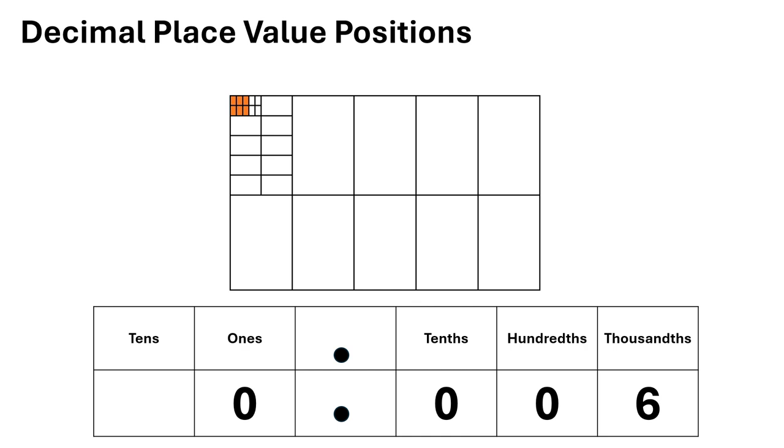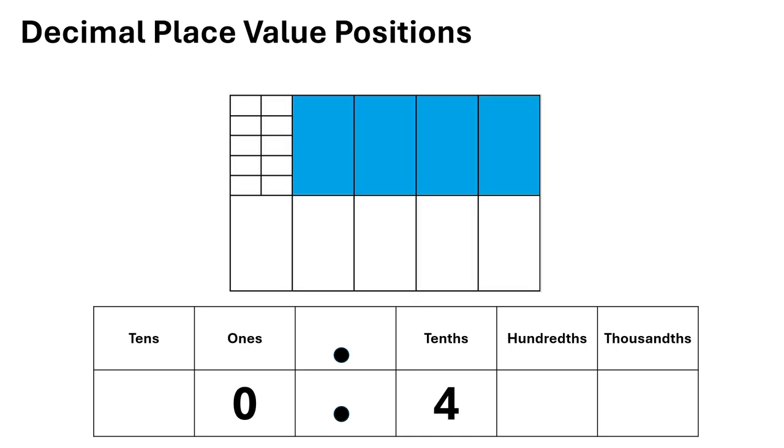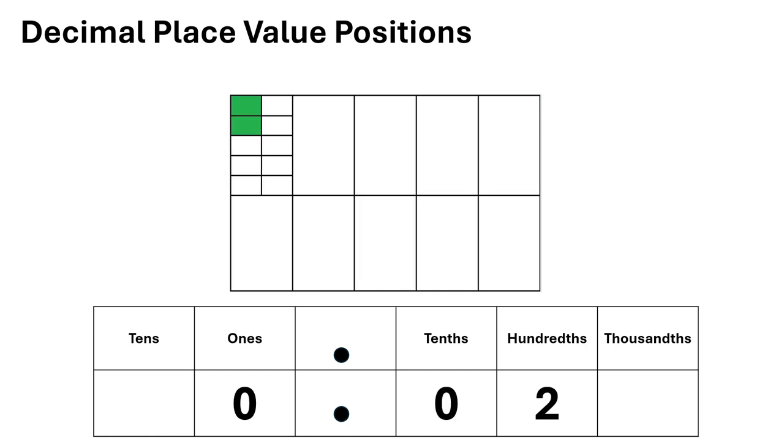Here is 6/1000ths. So if we have a look and compare the place value positions, we can see that tenths are 10 equal sized parts, hundredths are 100 equal sized parts, and then thousandths are 1,000 equal sized parts. So as we keep moving to the right, our part gets smaller. Tenths, and then hundredths are smaller again, and then thousandths are smaller again.